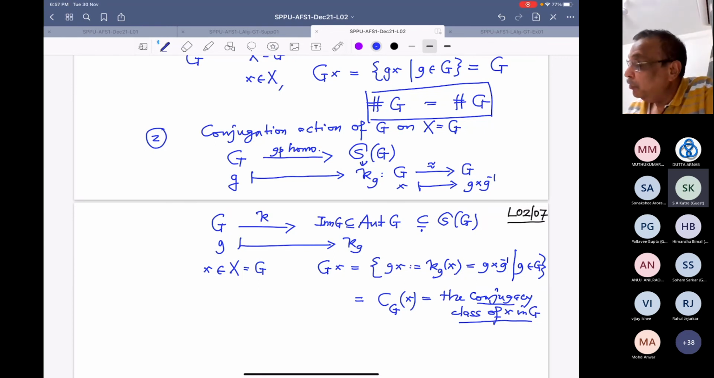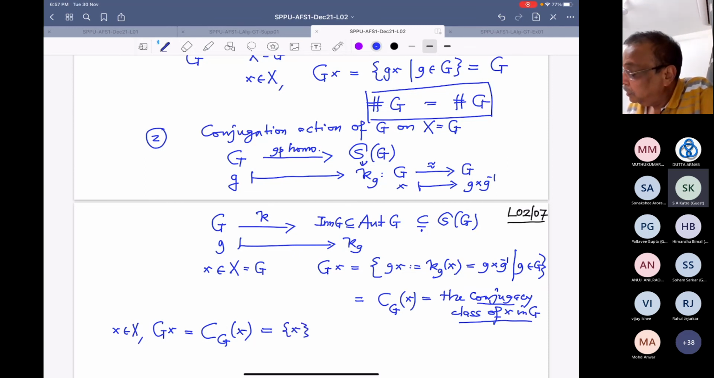When is it trivial? Trivial means singleton. When will the conjugacy class be a singleton? This is the orbit. If G is abelian... No, I have fixed x. X is fixed. When is this singleton? If and only if x is in the center of the group. Very good. So that means this x belongs to the center of the group.